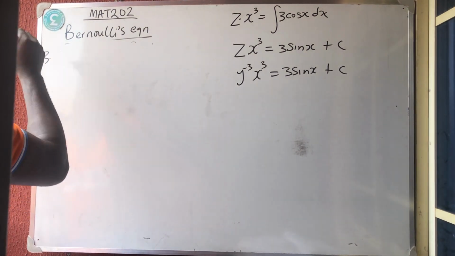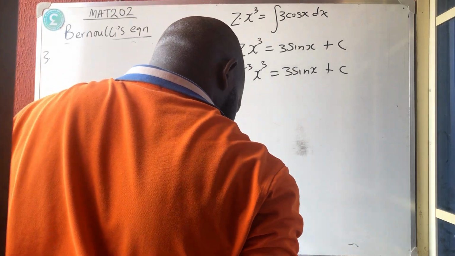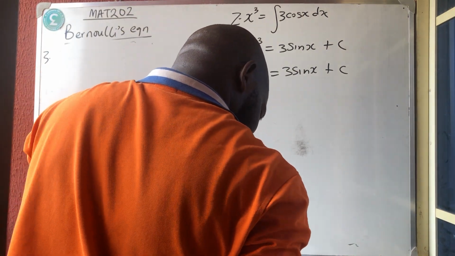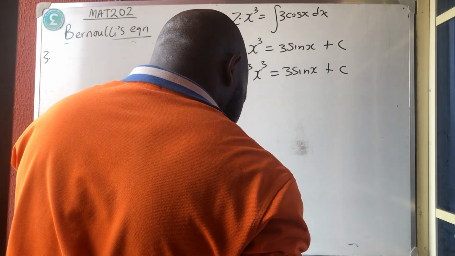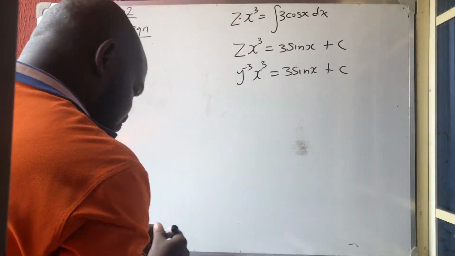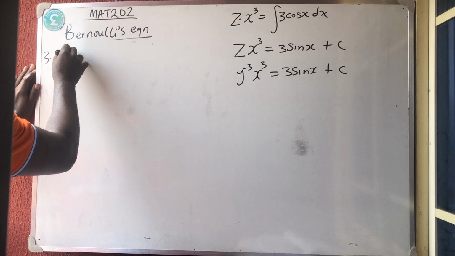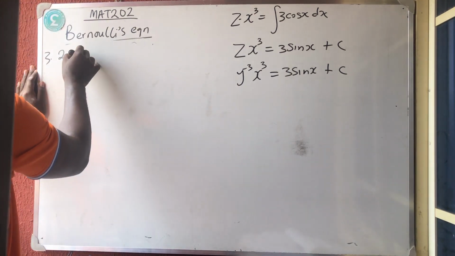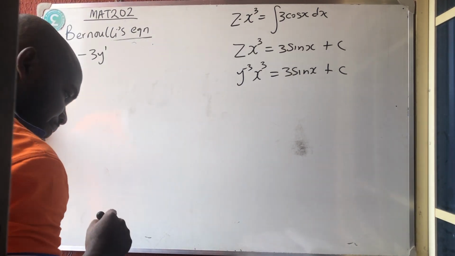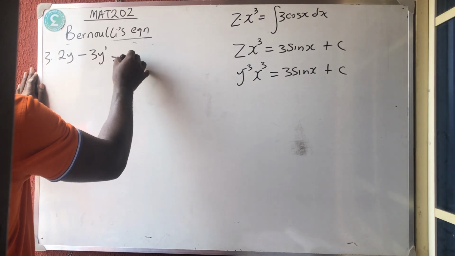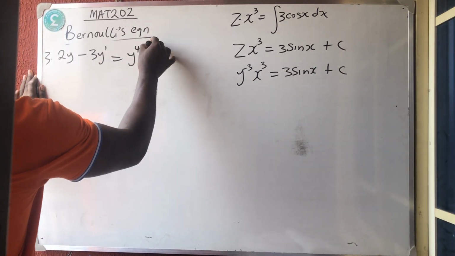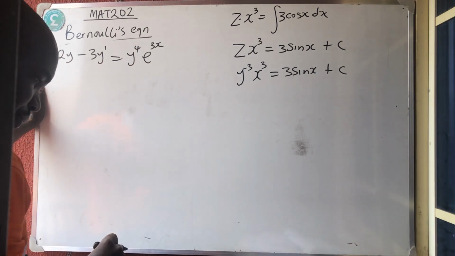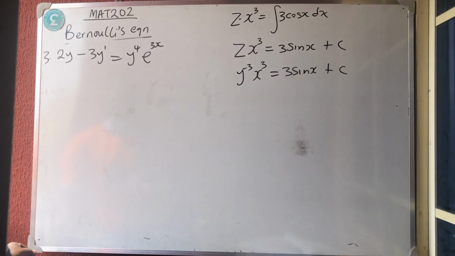Number 3 question. Okay, let's solve just 2 more questions, then we are done. So I'm having 2y minus 3y prime is equal to y raised to power 4 e raised to power 3x. Okay, as simple as that.